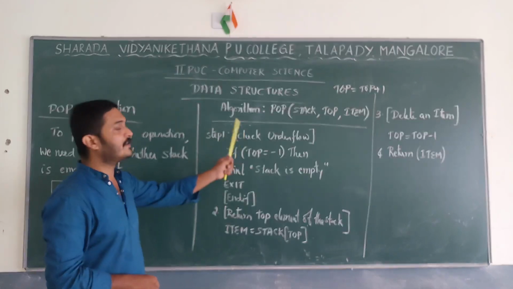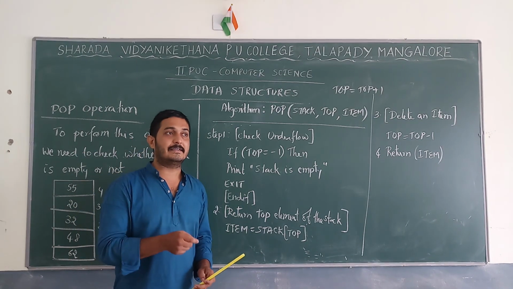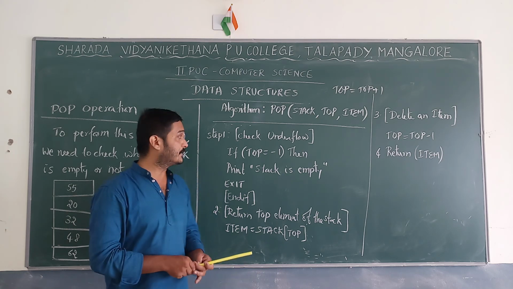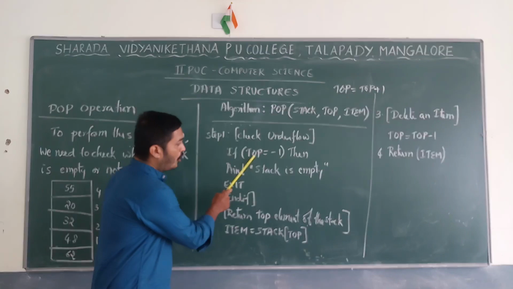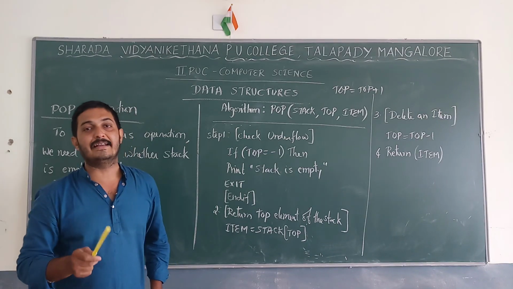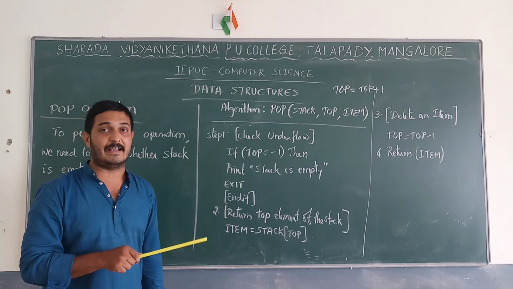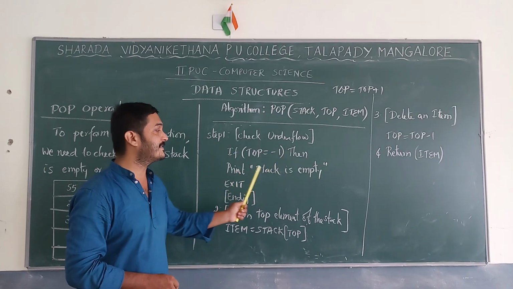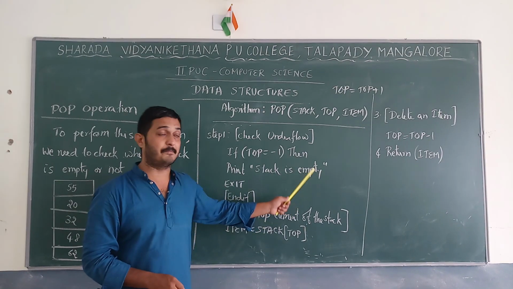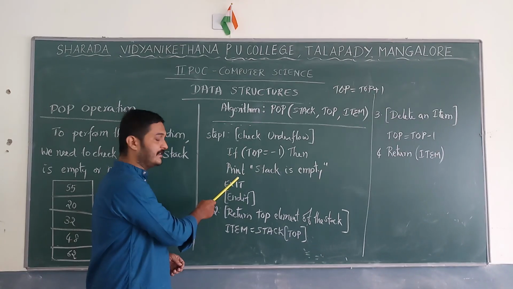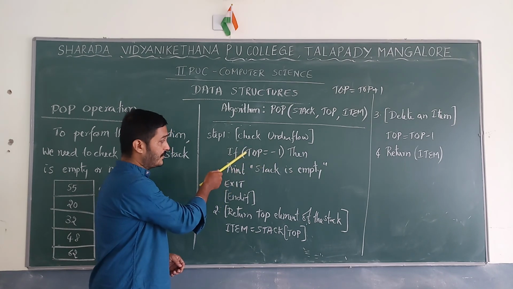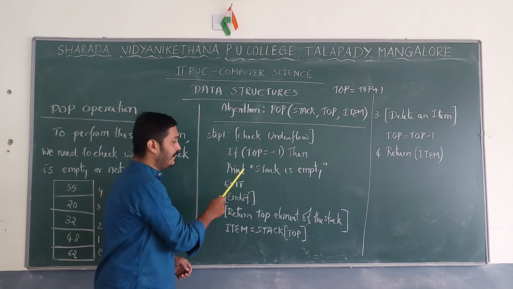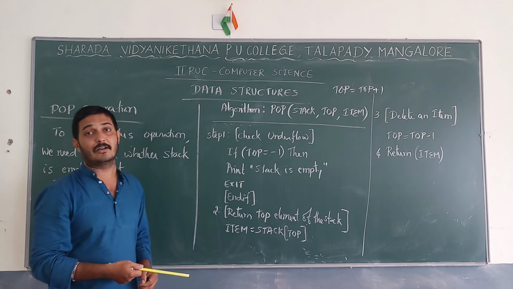Next, step 1, check underflow, that means whether the stack is empty or not. If it is empty, then it is not possible to perform the operation. So we use: if top equal to -1. Top equal to -1 indicates that the stack is empty. If it is true, then print stack is empty, and exit. After executing this condition, it will display that the stack is empty, and then immediately come out of that structure.